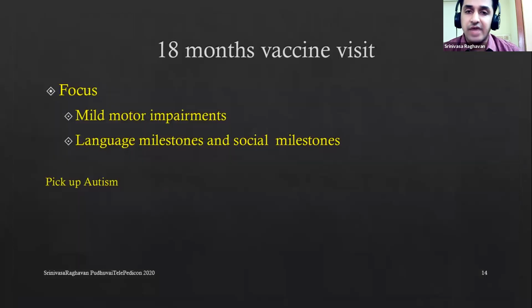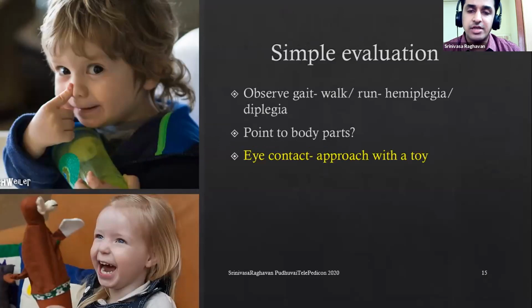Now, the focus of the 18 months vaccine visit would be to pick up milder motor impairments. And again, the key thing that you should do in this visit is pick up autism in a child who has presented with speech delay. So language milestones and social milestones should be watched for during this visit. What simple things can you do? As the child is walking into your room, or make the child walk inside your room, observe gait. Watch for any hemiplegia or diplegia. Ask the child to point to some body parts. By this age, the child should be able to point to at least 5 body parts.